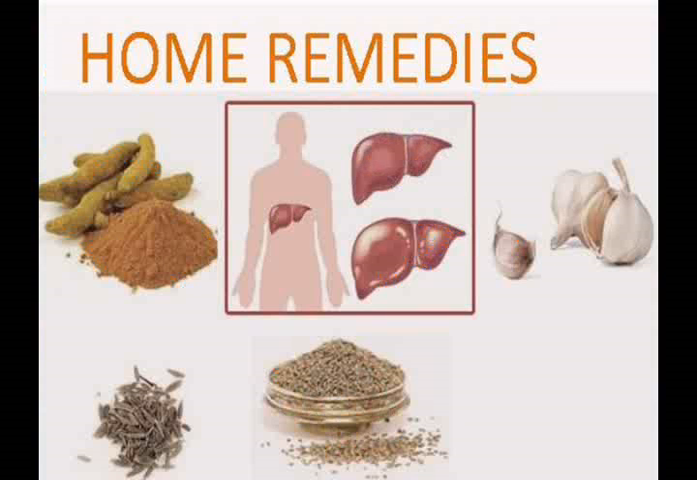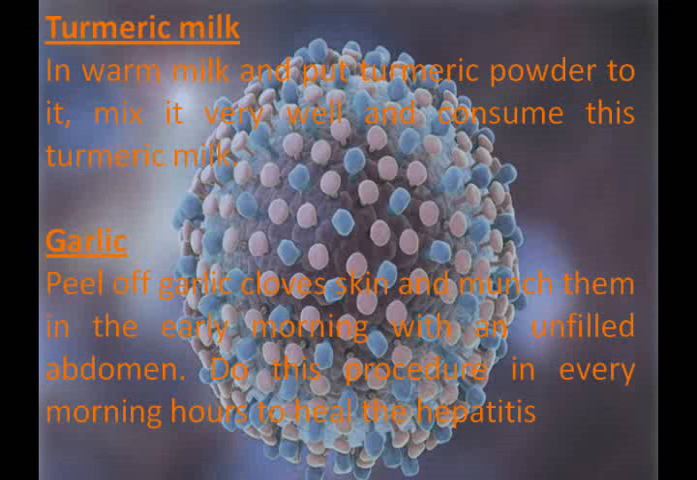Home remedies of hepatitis. When we get sick, we want to get well quickly. Some of us turn to our doctors first, while others may try home remedies or alternative medicine. Many of us do both. Natural medicine means that no chemicals, drugs or surgeries are used to help you get well. Turmeric milk. Put turmeric powder in warm milk. Mix it very well and consume this turmeric milk.